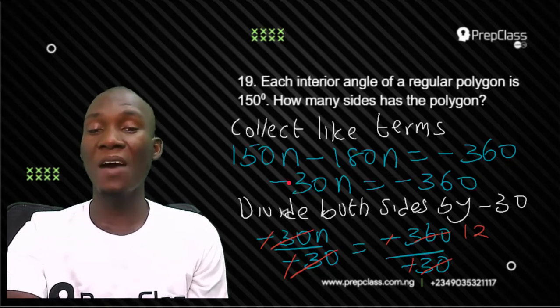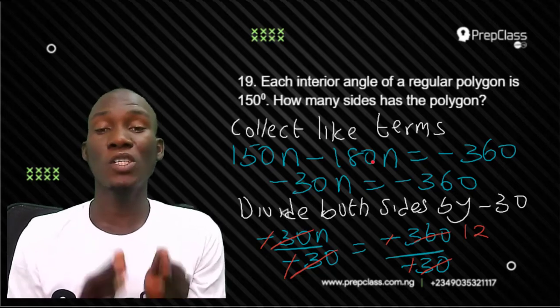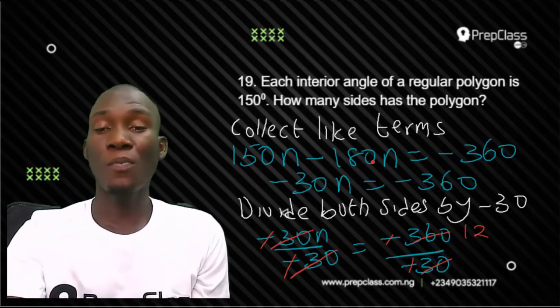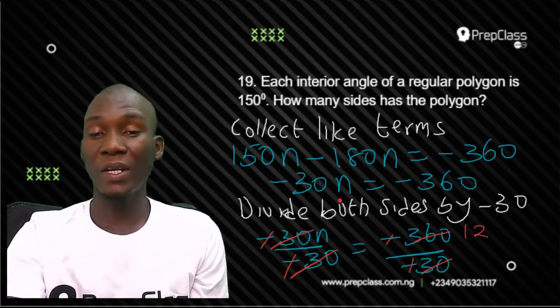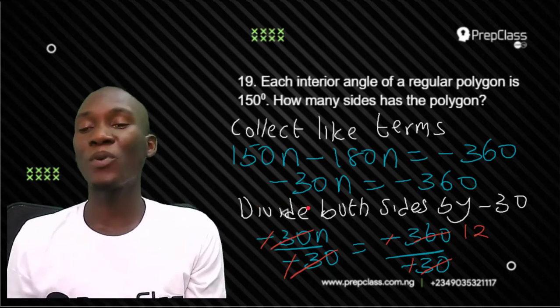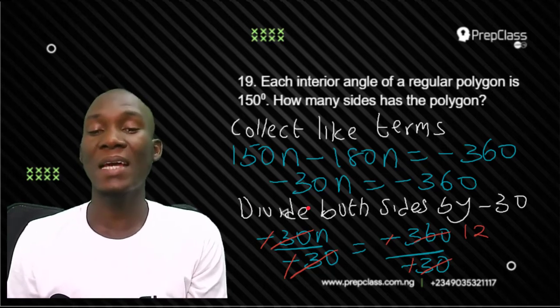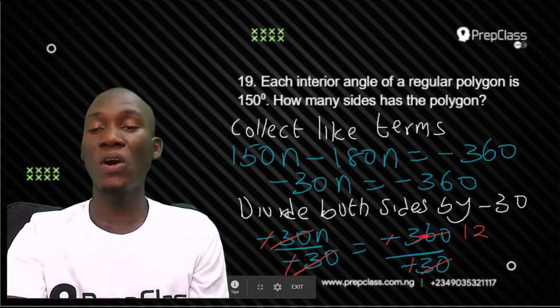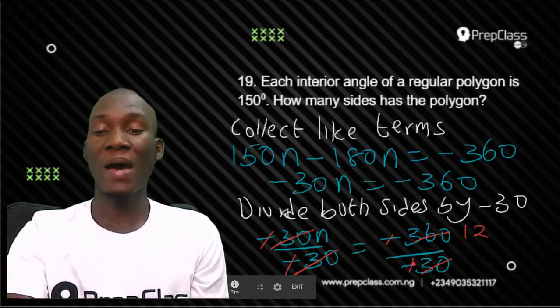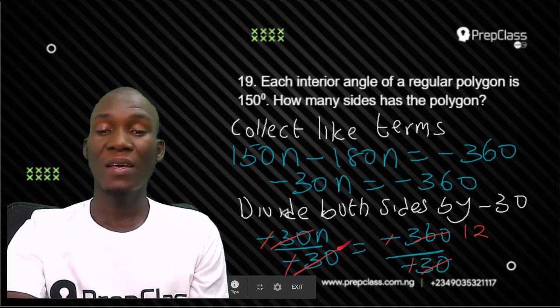So from here we have 150n minus 180n, that is giving us minus 30n. So minus 30n is equal to minus 360 degrees. So now the next thing is to divide both sides by minus 30. Now dividing by minus 30, we have minus 30n divided by minus 30 is equal to minus 360 divided by minus 30. Now we divide.